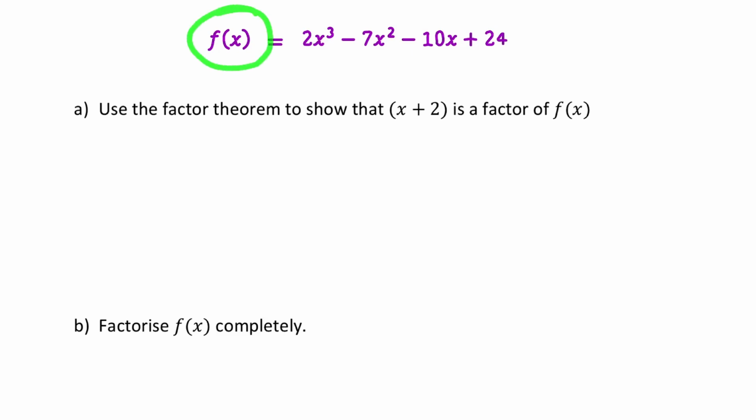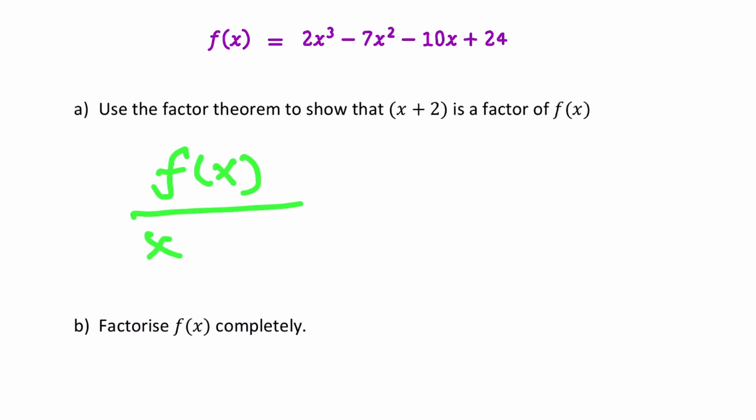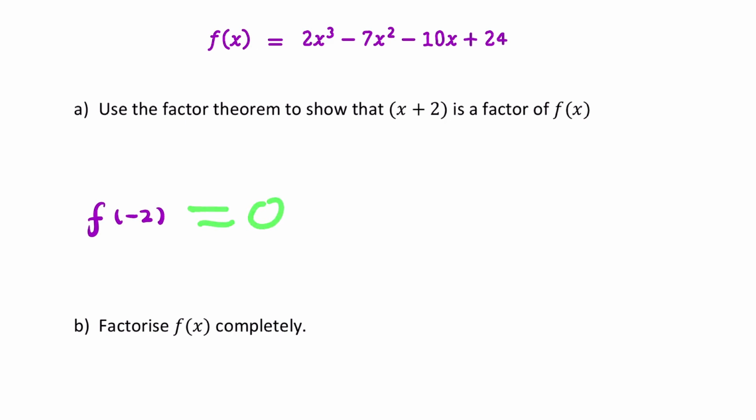Here we're given a polynomial f of x, it's a cubic function, and we're asked to use the factor theorem to show that x plus 2 is a factor of f of x. That means we can divide f of x by x plus 2 and get 0 remainder. And to do that, all we need to do is to show that f of minus 2 is equal to 0. That's what we need to show.